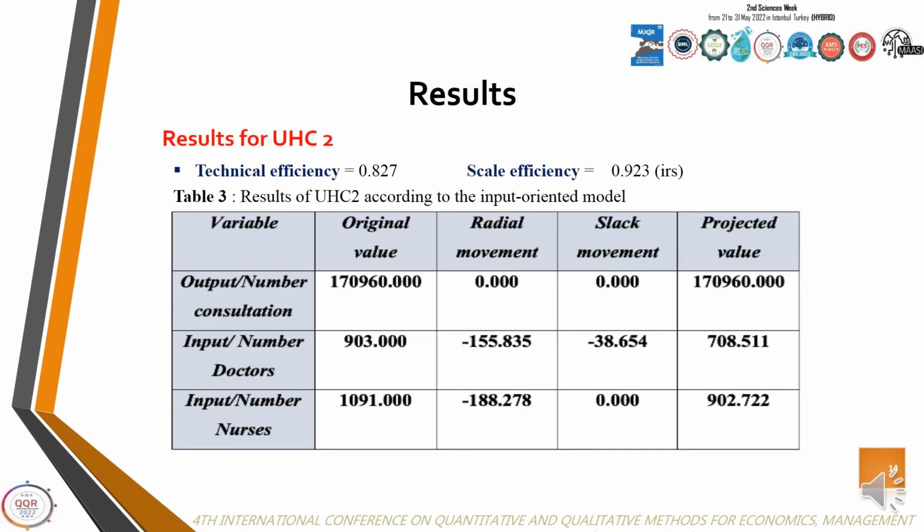Concerning the result for University Hospital Center number 2, we observe that technical efficiency is equal to 82.7% and scale efficiency is equal to 92.3%. By improving the way that this hospital is managed, 7.7% of inputs can be saved. We observe that University Hospital Center number 2 can produce the same amount of outputs with fewer inputs. This reduction is equivalent to 17-25% of the original values. To improve its performance, University Hospital Center number 2 must analyze the practices of University Hospital Center number 1 and number 4.